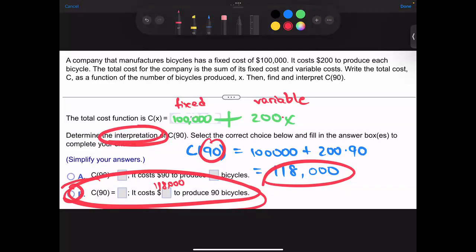What I want you to do is turn that into a sentence that explains what's going on. Here, I would say something like, when they build 90 bicycles, it costs them $118,000 to do that. Or it costs $118,000 for them to build 90 bicycles. Connecting words that show that you know what the units are and what situation the function's describing.